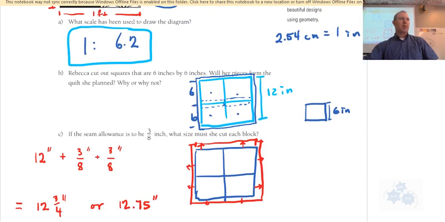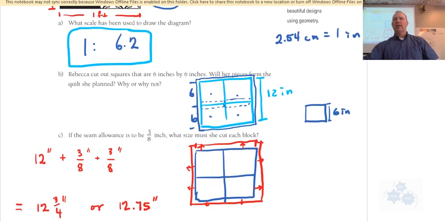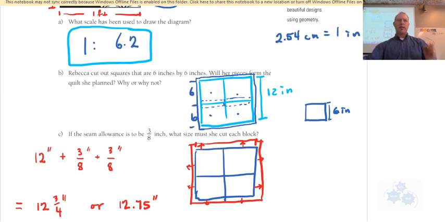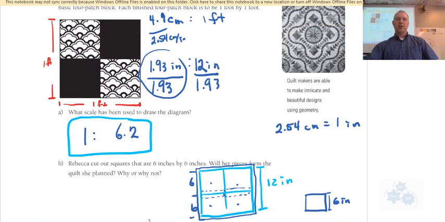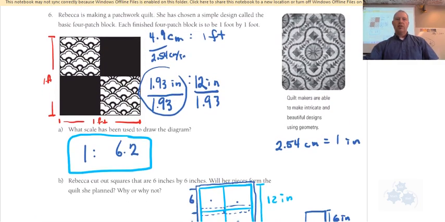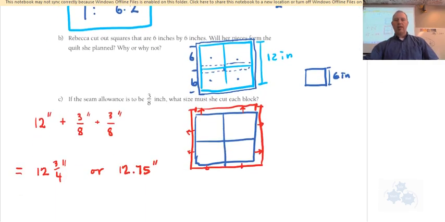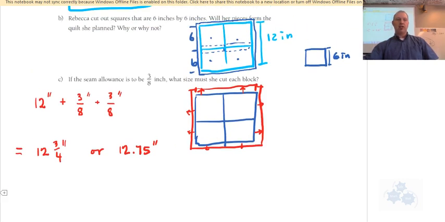And that's the same for carpentry, construction as well. You got to think about those extras, the width of the boards and stuff like that, and you got to think all that through when you put stuff together, just like quilting or sewing. Okay, so that's number 6. Hopefully you understand that. That's a bit of an application question there.